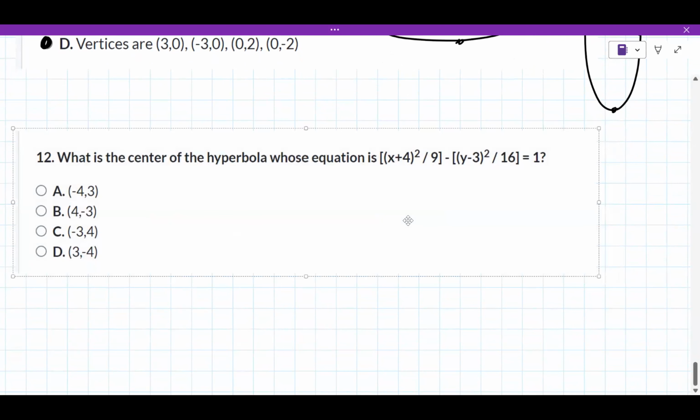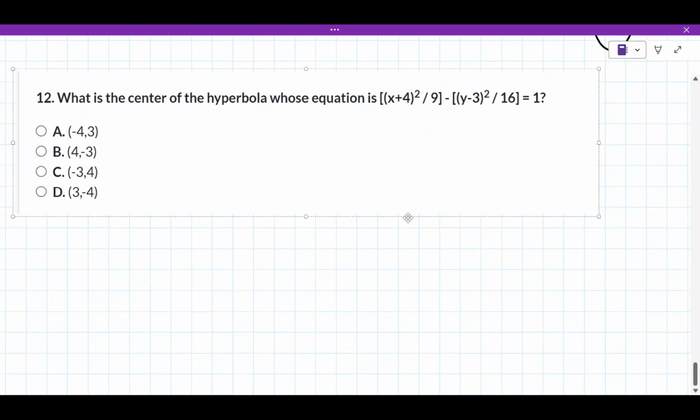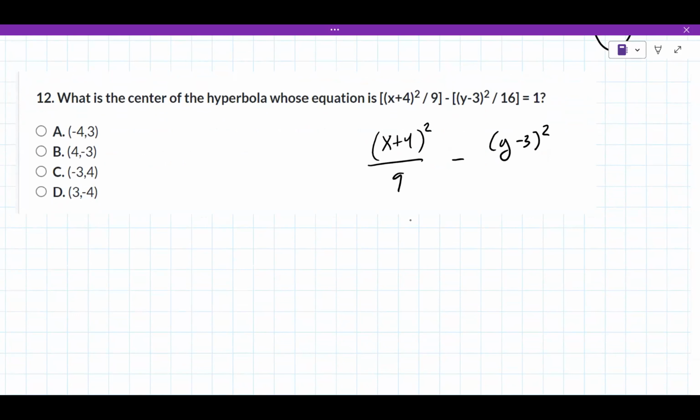Okay, so number 12 here, just like the others, I definitely would recommend graphing it to help you answer the question. I'm just writing it out here in a way that's maybe a little easier to see.